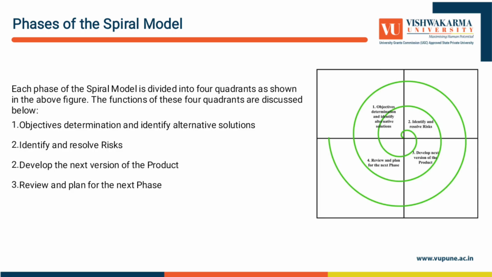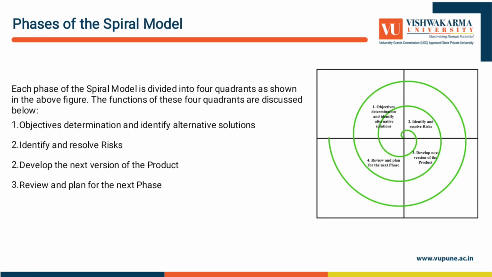Requirements are gathered from the customers and the objectives are identified, elaborated and analyzed at the start of every phase. Then alternative solutions possible for the phase are proposed in this quadrant. Next, identify and resolve risks. During the second quadrant, all the possible solutions are evaluated to select the best possible solution. Then the risks associated with that solution are identified and the risks are resolved using the best possible strategy. At the end of this quadrant, the prototype is built for the best possible solution.